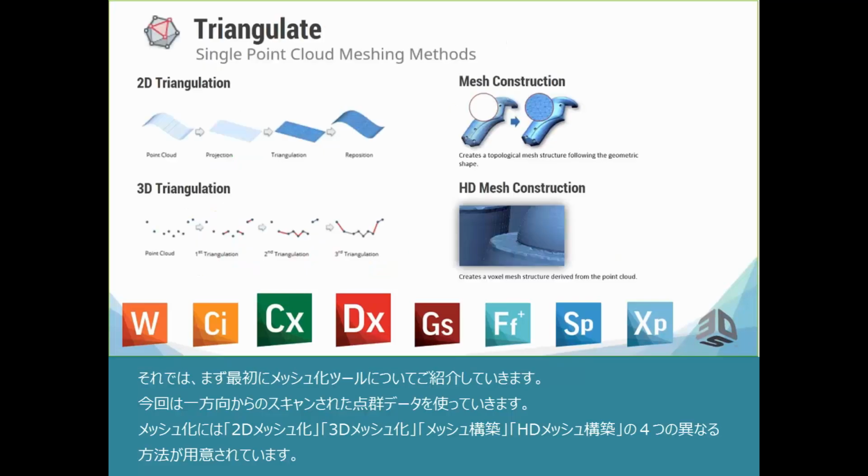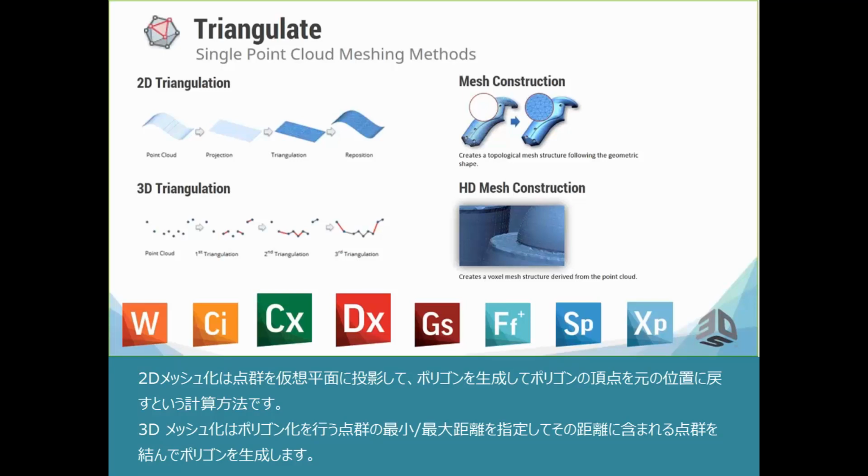So let's talk about our first tool. Triangulation deals with single point clouds at a time. It has 4 different methods: 2D triangulation, 3D triangulation, mesh construction, and HD mesh construction. 2D triangulation takes a look at the point cloud, projects it to a digital plane, triangulates it on that digital plane, then repositions it back to its previous position.